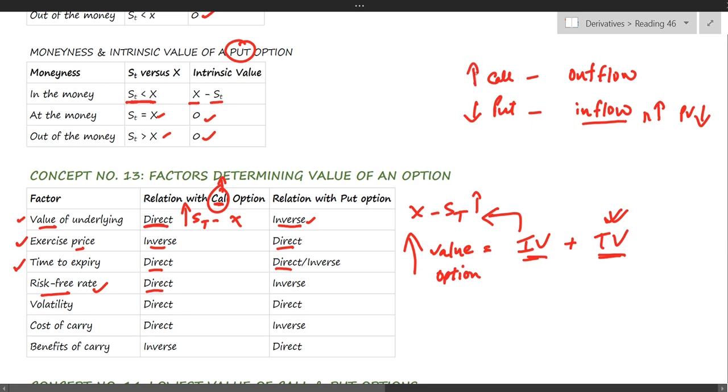Then volatility has a direct relationship with the value of the call option as well as the put option. So the higher the volatility, the higher will be the value of the call and put option.